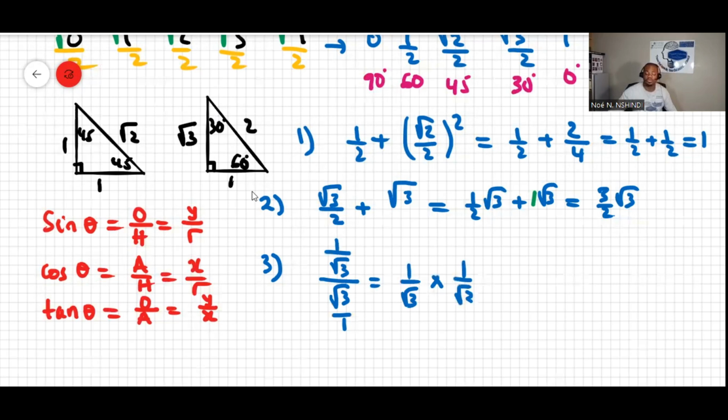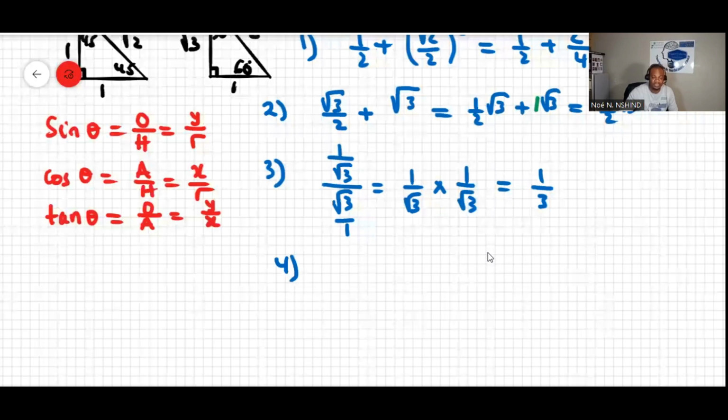You know, whenever we have a fraction over another fraction, we take the first fraction multiplied by the inverse of the other fraction. So 1 over root 3 multiplied by the inverse of this. And then this makes 1 over 3. Okay? We can also do question 4.